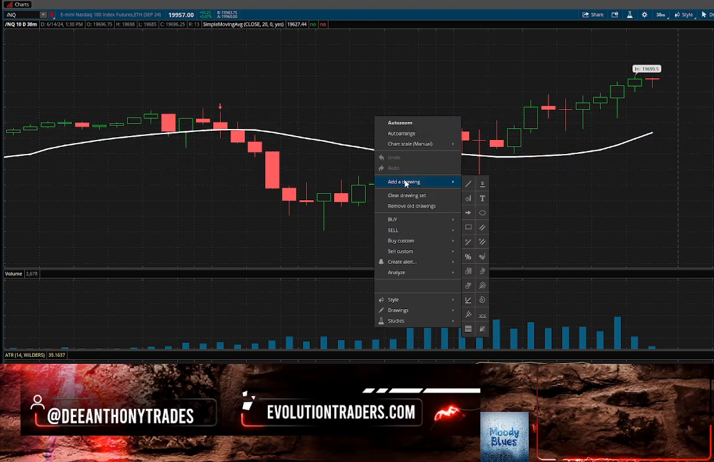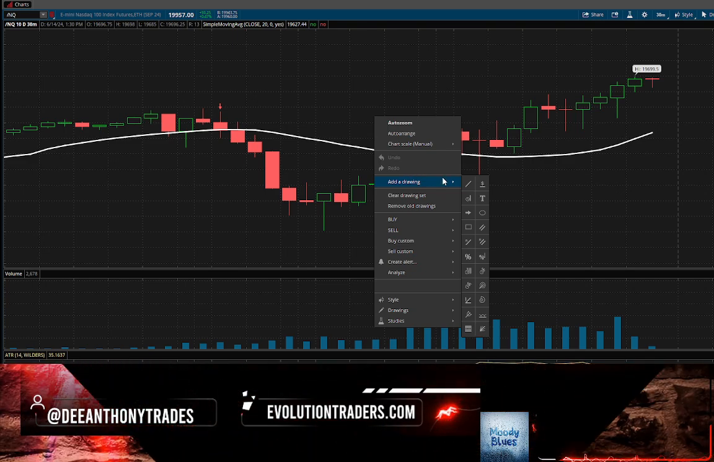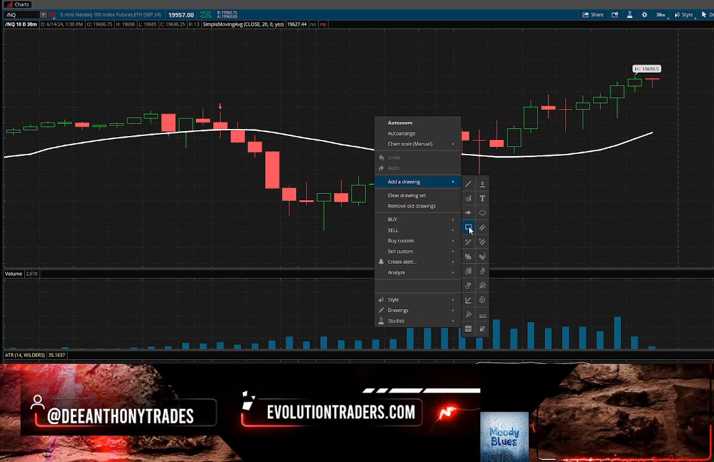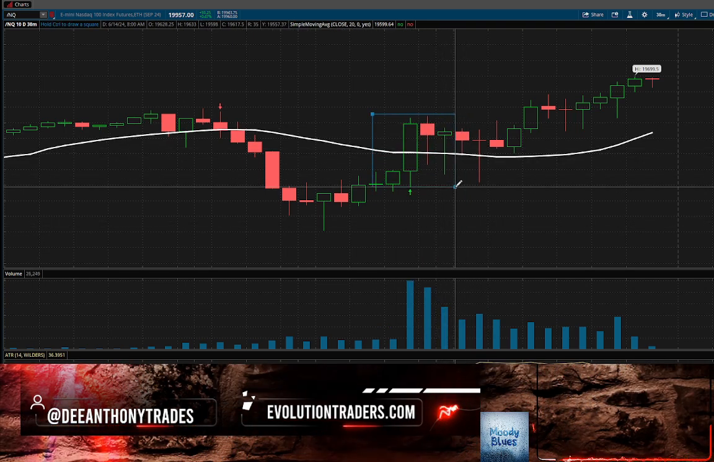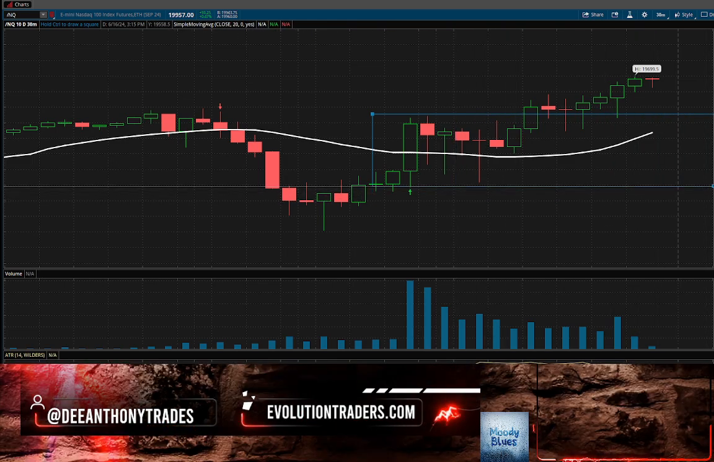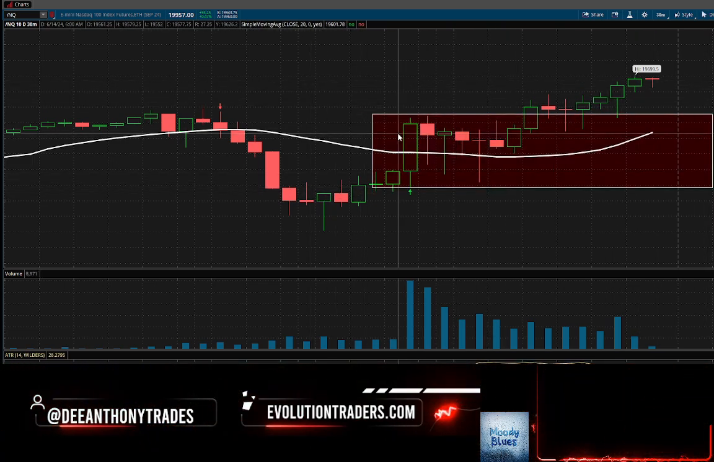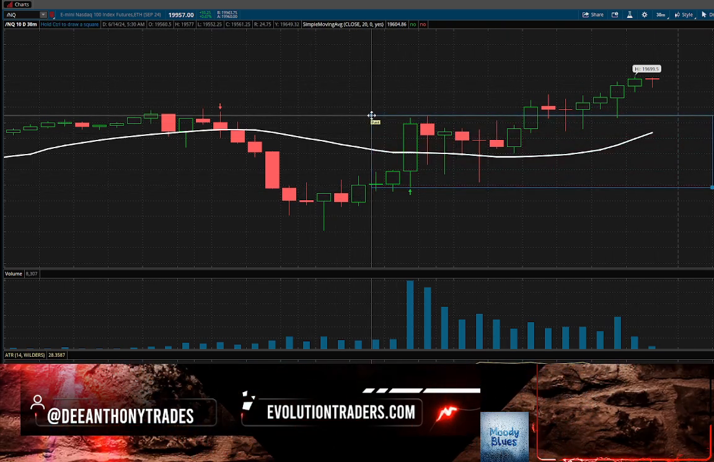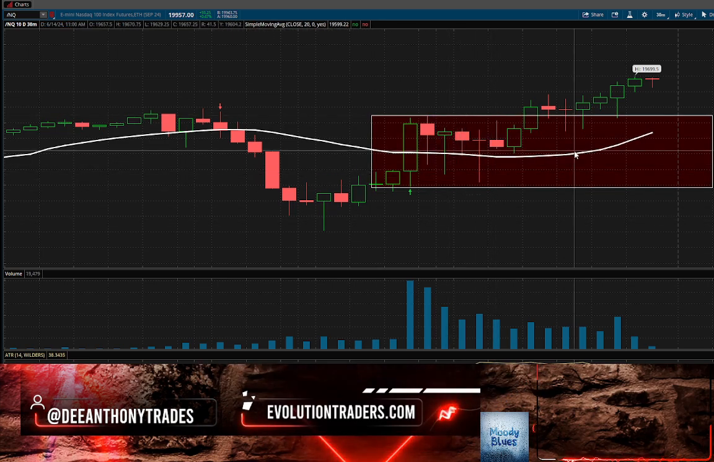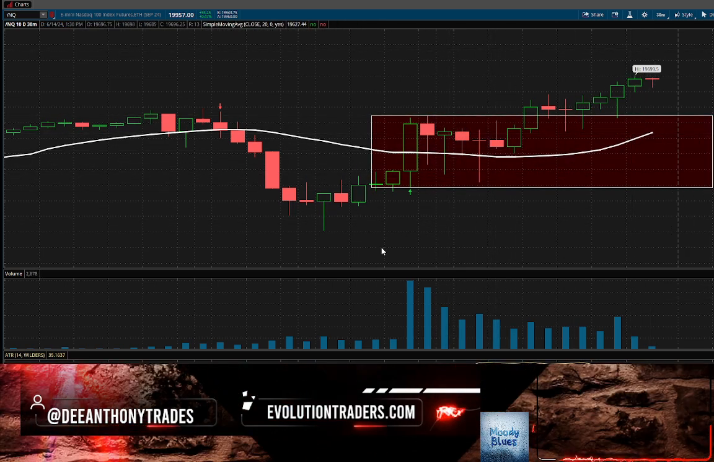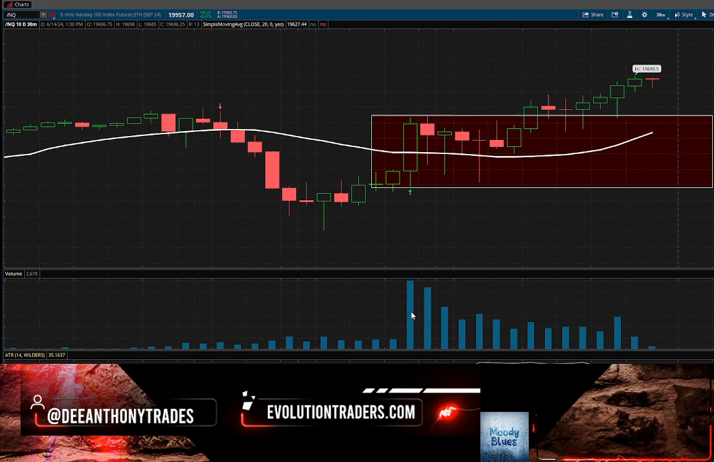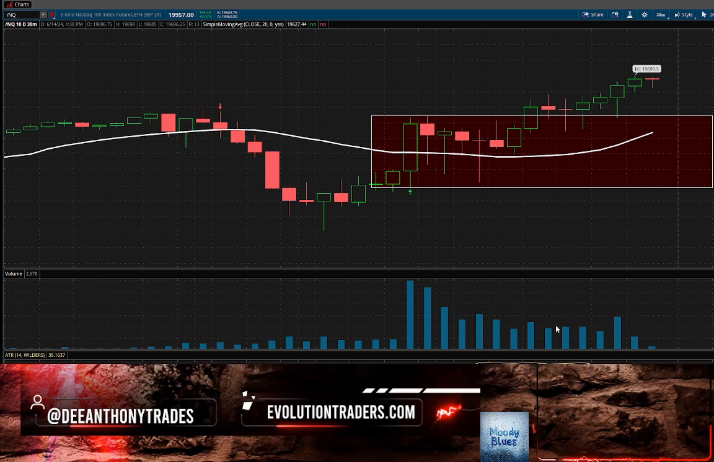Okay, so all I'm going to do is add a drawing. Okay, and you can do this on any platform. You can add drawings. I want to add this drawing from the high to the low, and I want to drag it across that trading day. Okay, so as soon as I get this zone, I always like to change it to black. Why? I don't know, because I like it to be black.